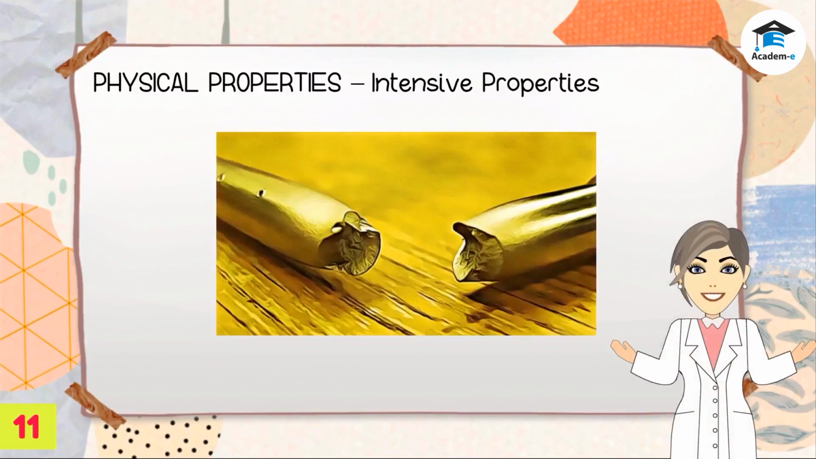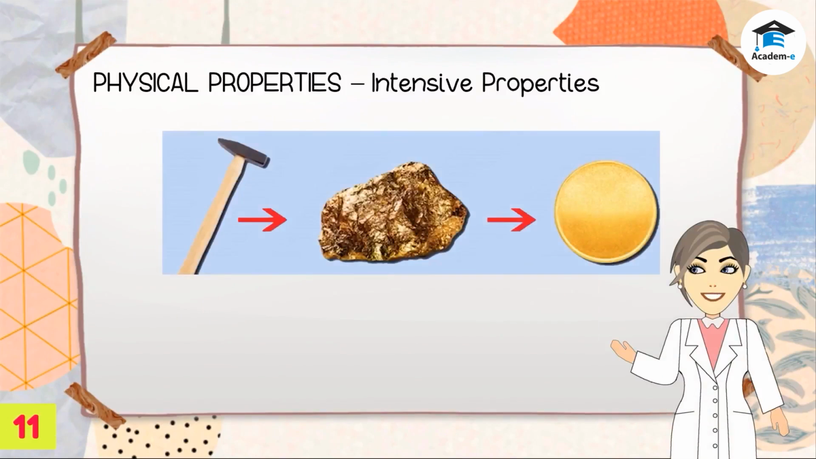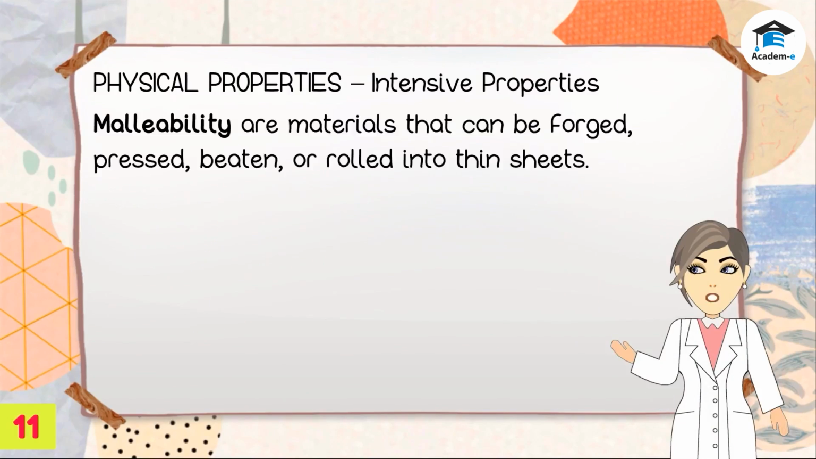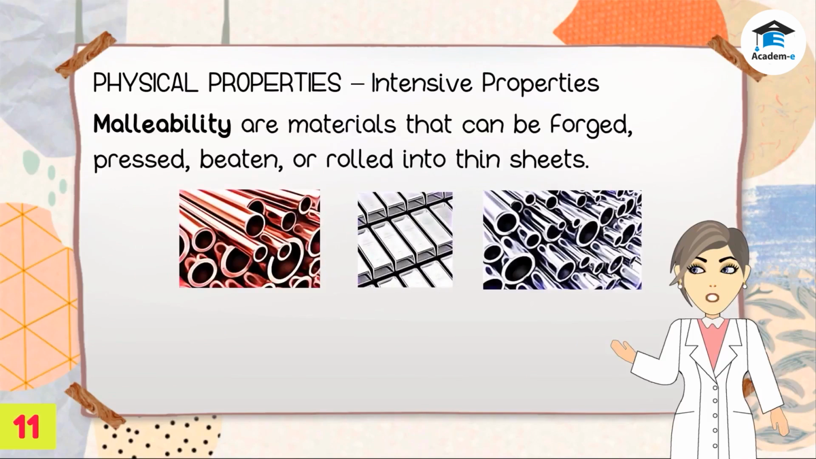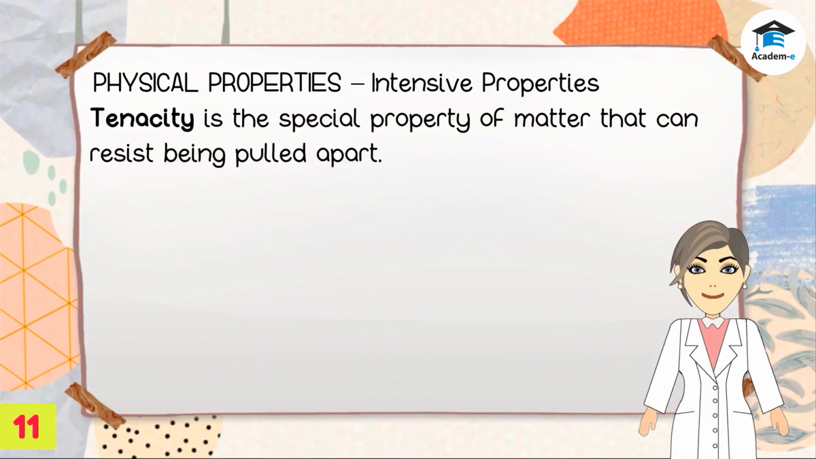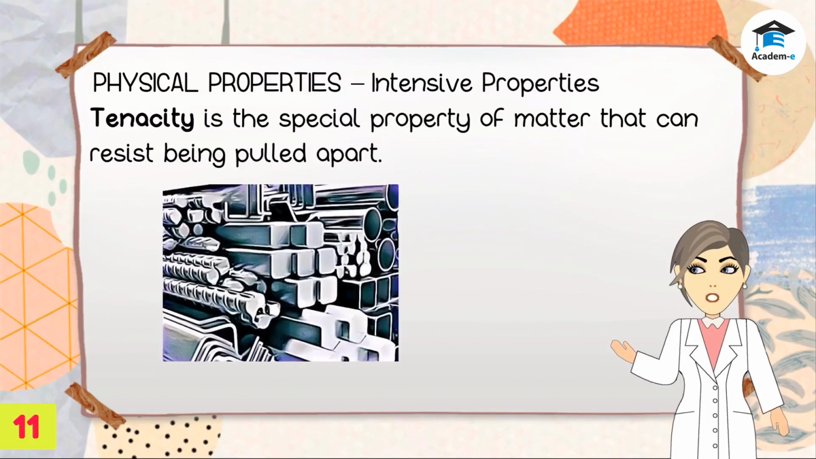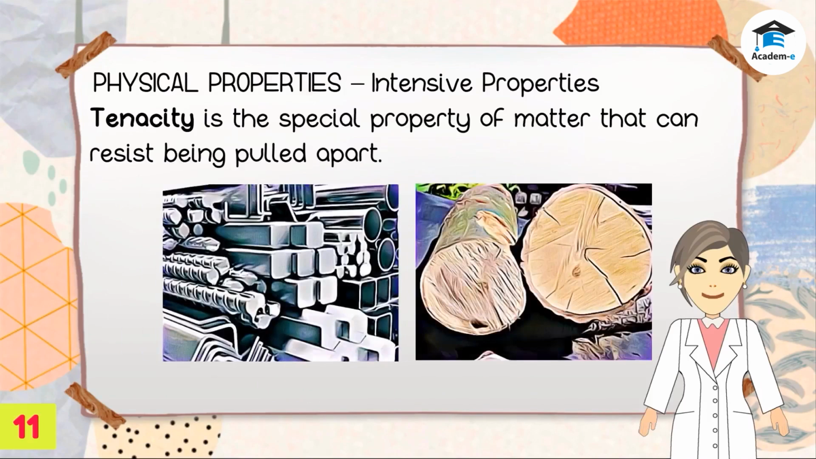If ductile materials can be stretched into thin wires, some materials can be forged, pressed, beaten, or rolled into thin sheets. The materials exhibit the special property called malleability. They include various metals such as copper, silver, aluminum, and lead, with pure gold as the most malleable. Tenacity is the special property of matter that can resist being pulled apart. For example, metals have greater tenacity than wood. It is harder to pull the components of a metal apart than it would be to pull the components of a piece of wood apart.